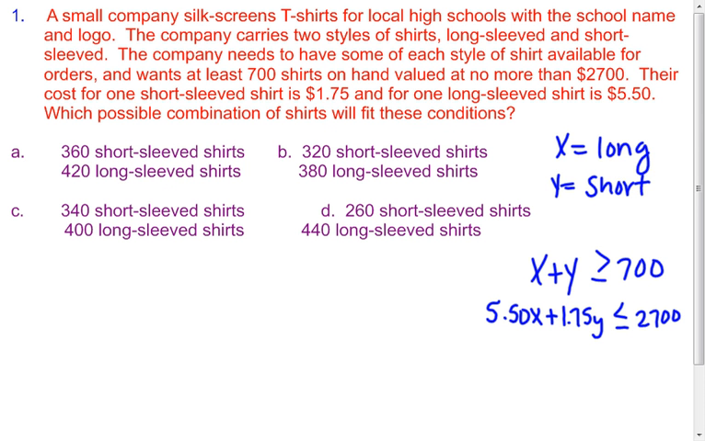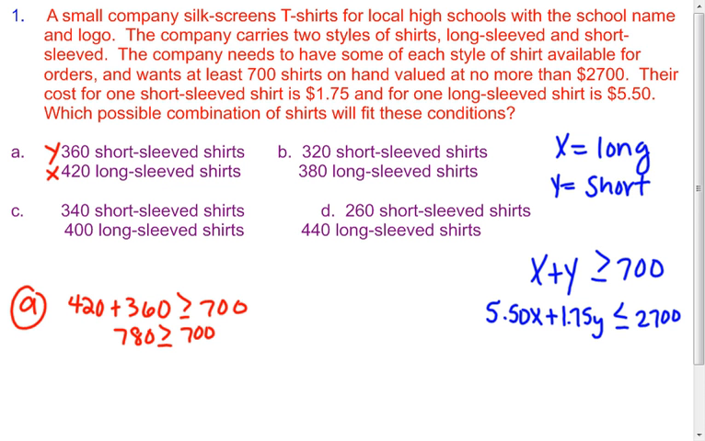Okay? So I am going to try A first. Again, short sleeve in this case is Y, and long sleeve in our case is X. So in this case, for part A, I will plug 360 in for Y and 420 for X. So when I check A, is 420 plus 360 greater than or equal to 700? And 420 plus 360 is 780. Is that greater than or equal to 700? Yep, it is. Okay, so now I'm going to go on to the second equation.